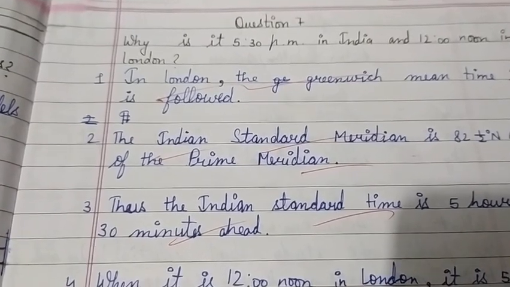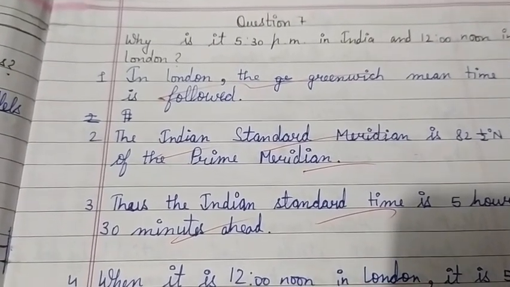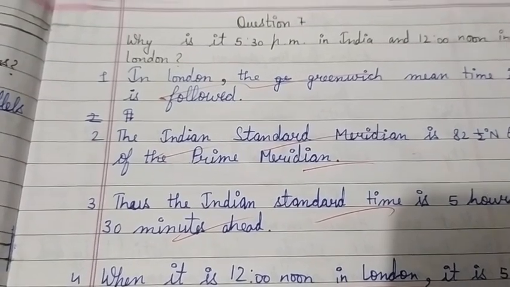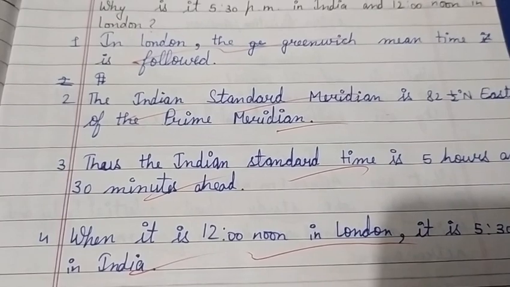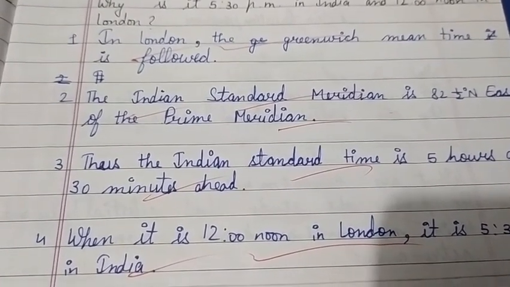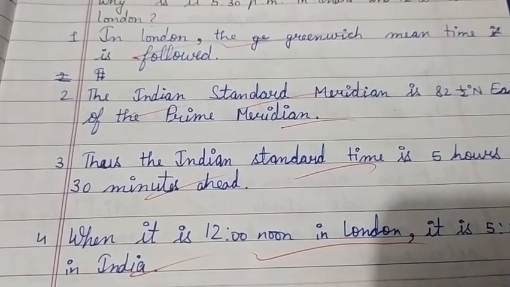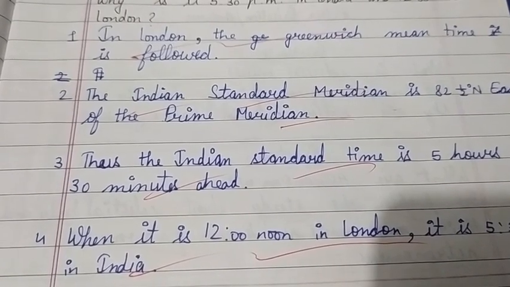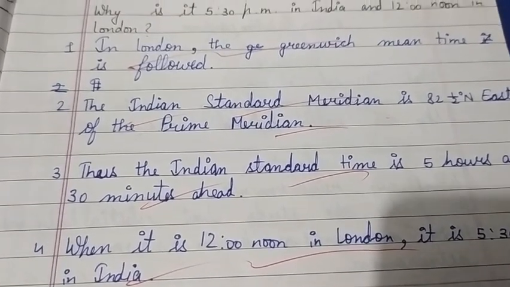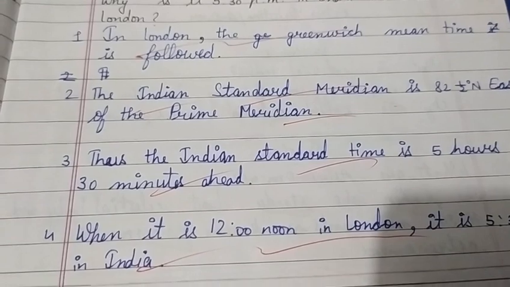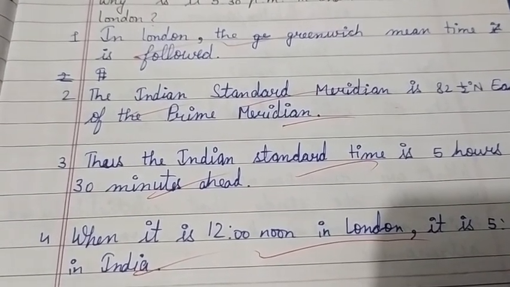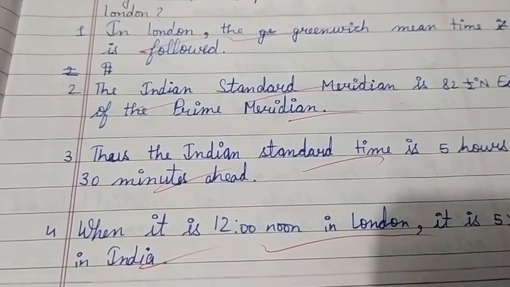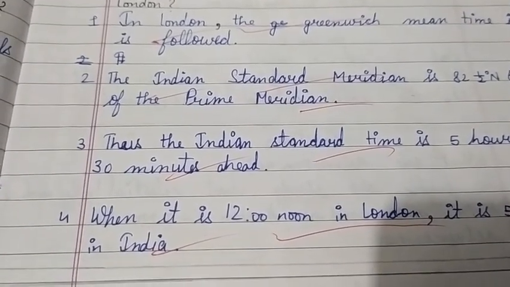In London, the Greenwich Mean Time is followed. Now the second point, the Indian Standard Meridian is 82 and a half degree east of the prime meridian.